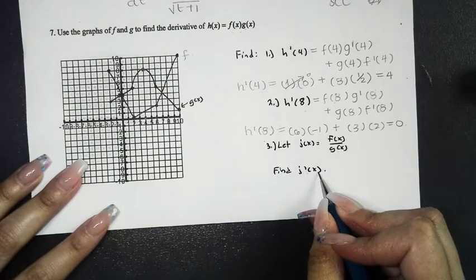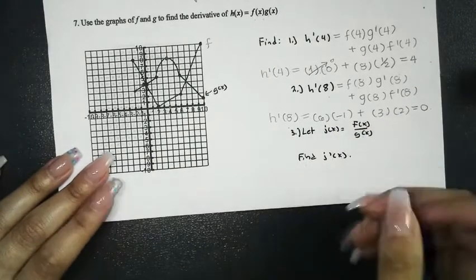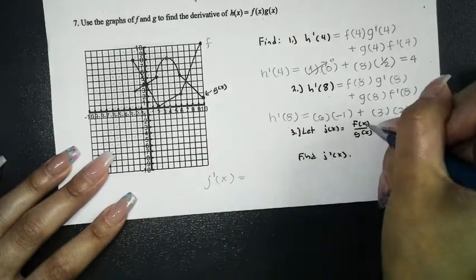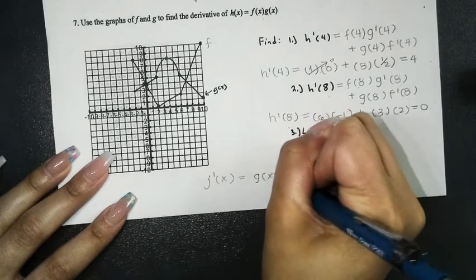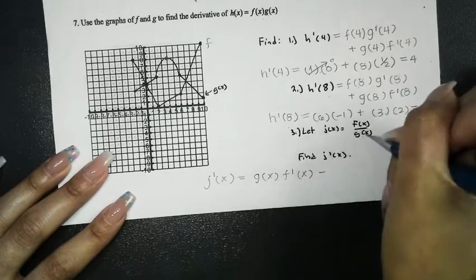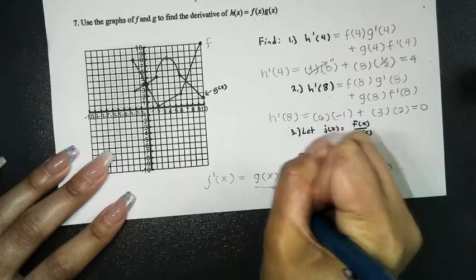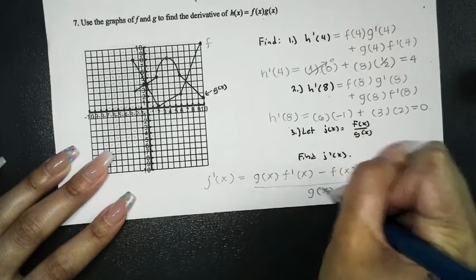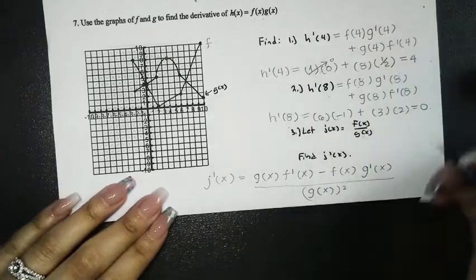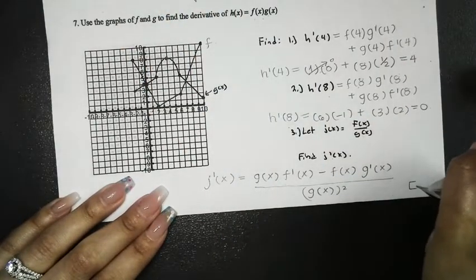Okay, and the last one that we have over here, they ask you to find j prime of x. What are you going to do? Okay, j prime of x is going to be the bottom one times the derivative of the top one, minus the top one times the derivative of the bottom one, divided by the bottom one squared. Okay, and then basically you don't know the function, so you are done because you don't know how the equations would look like, and that's it.